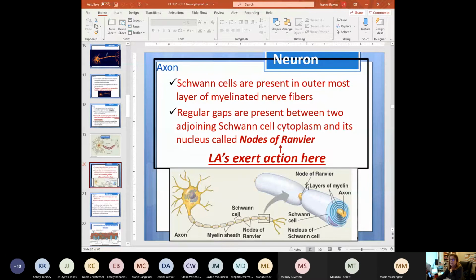And nodes of Ranvier are where all of the local anesthetics exert their action. So it's going to be here. They don't go through this sheath. If you have a needle coming right here and you drop a lot of anesthetic, it's acting on these nodes, like here and here. Okay, so they're called nodes of Ranvier.